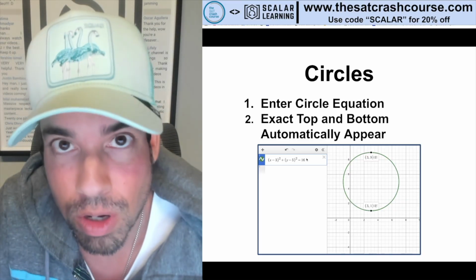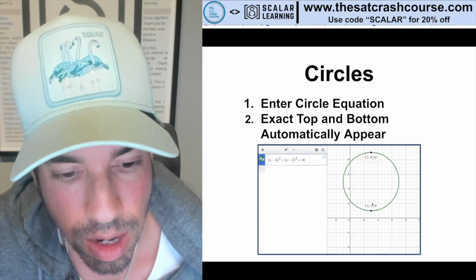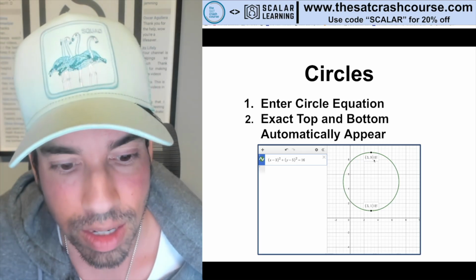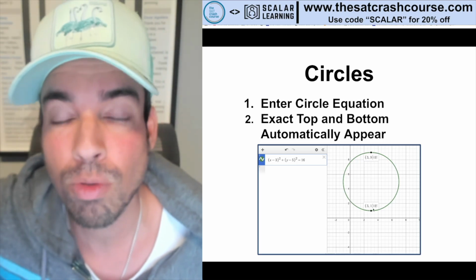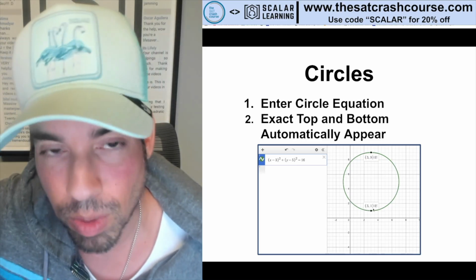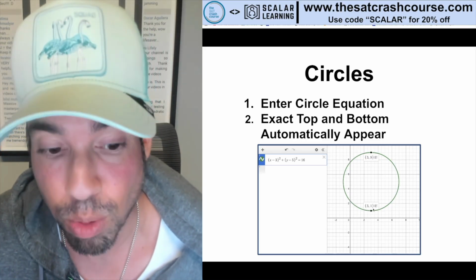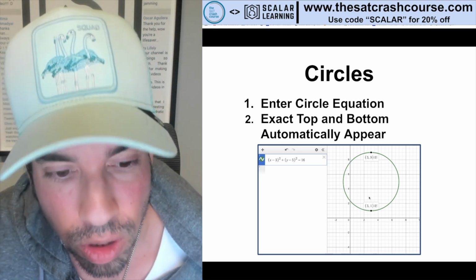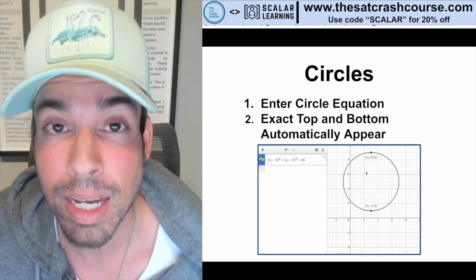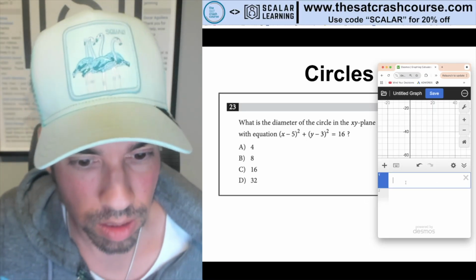But if you don't know that, this is amazing because I'm literally taking the distance between these two y values, right? 9 to 1, that's a distance of 8. And that's the diameter. To get the radius, we divide it by 2, we got a radius of 4. So that's how you can use the graph effectively to figure out those important characteristics of a circle. The other thing is, if you want to find the center, it's also the midpoint of that top and bottom point. What is the diameter of the circle in the xy plane with this equation?